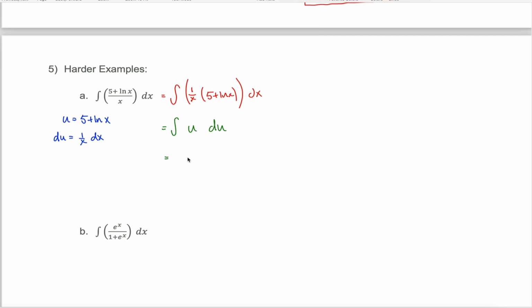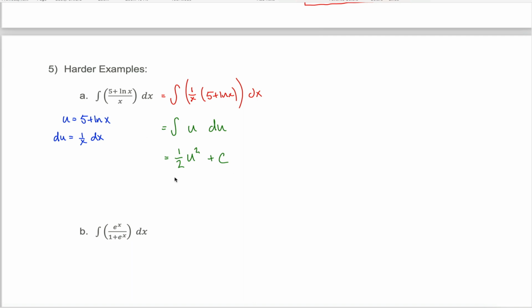I think about this as u to the first power, so I want to make it u to the second power, but not just u to the second power, because the derivative of u to the second power would be 2u, not just u, so I need a 1/2 right here. The antiderivative of u is 1/2 u squared plus c, technically.